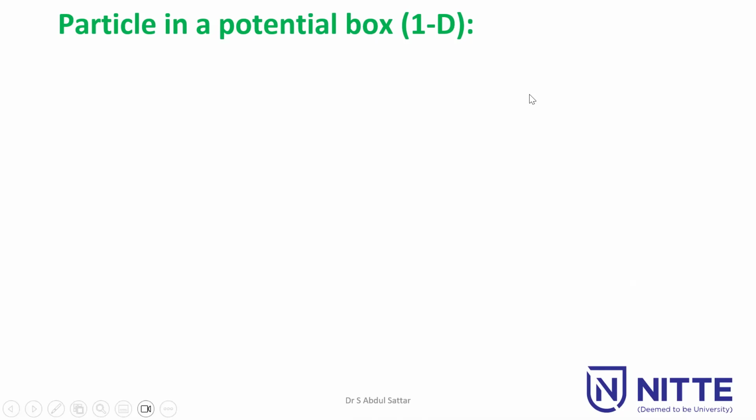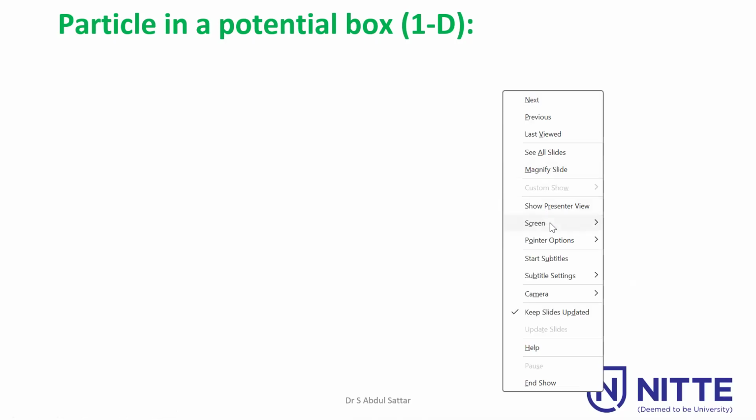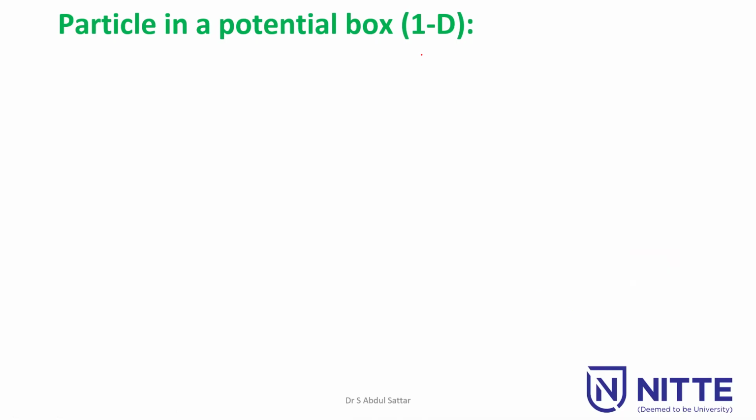If such a region exists in all three directions, then we can say it is a three-dimensional potential box. So there is no chance to come out of that box, but inside the box the particle is moving freely. In the present discussion, we are discussing the particle in a potential box, one dimensional only.